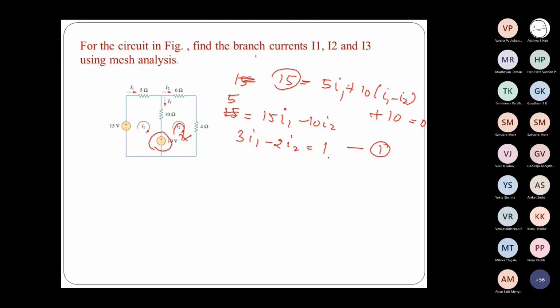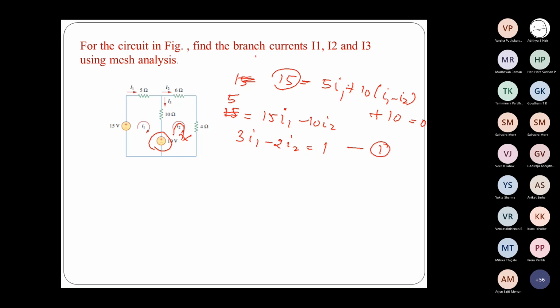Am I confusing? No confusion. Yes, so we can write the KVL in two ways. Sum of the voltages in a loop is equal to 0. So if I'm writing only one equation, then rise is assumed as positive and drop is assumed as negative. But here what I have done is sum of the voltage drops is equal to sum of the voltage rises. That's the reason I didn't include the negative sign here. So now the first equation.